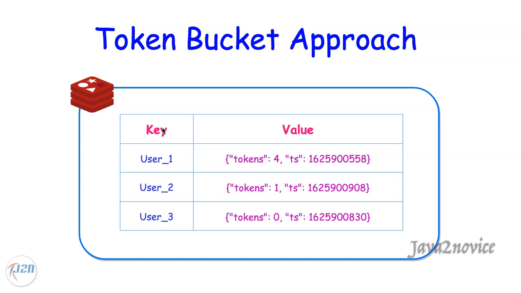Here the key is the unique user identity. It can be user ID, app ID or IP address, depending on your implementation, but the key must be unique. The value is a JSON string here. It need not be a JSON string.